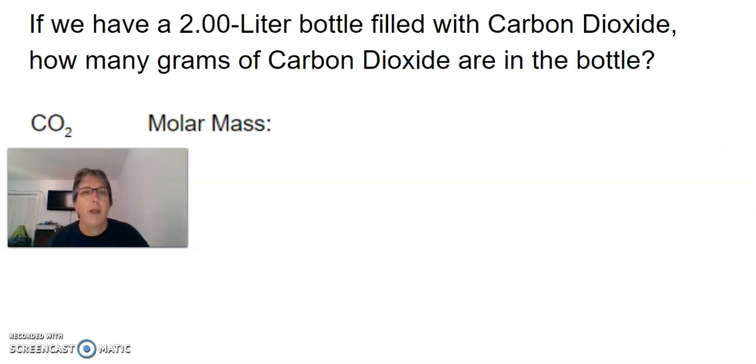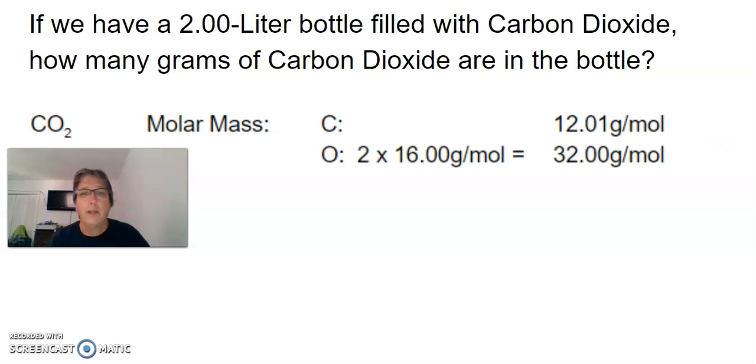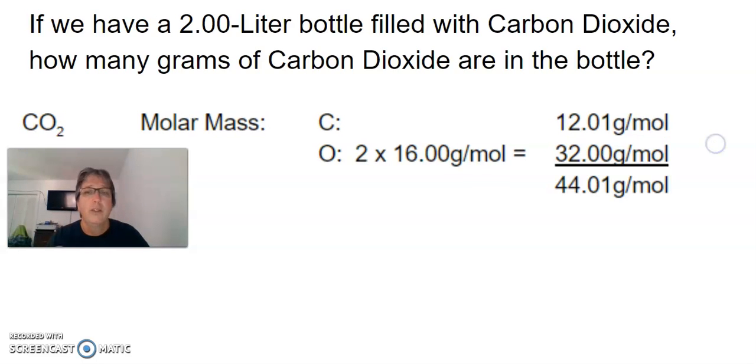So to find the molar mass, we've got to find the mass for a mole of each of the components and sum them all up. So we look up carbon on the periodic table and get 12.01 grams per mole. We look up oxygen and get 16 grams per mole. But carbon dioxide has 2 oxygens, so we've got to multiply 16 by 2 to get 32. Then just add them up, and we find the molar mass of carbon dioxide is 44.01 grams per mole. Now we're ready to actually attack the problem.